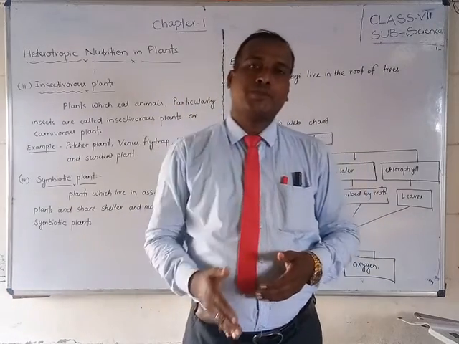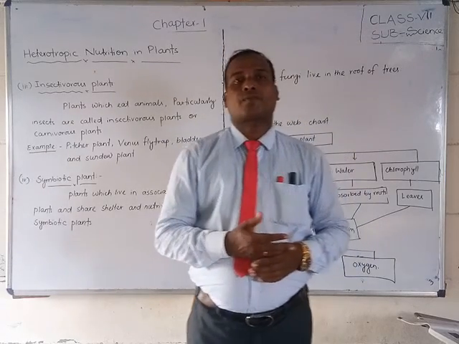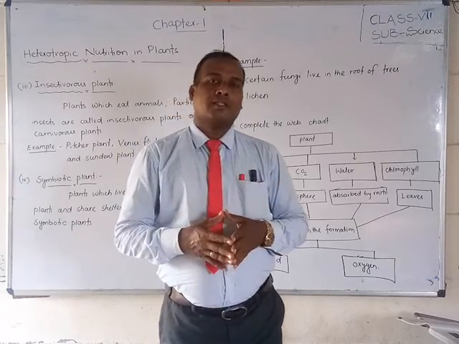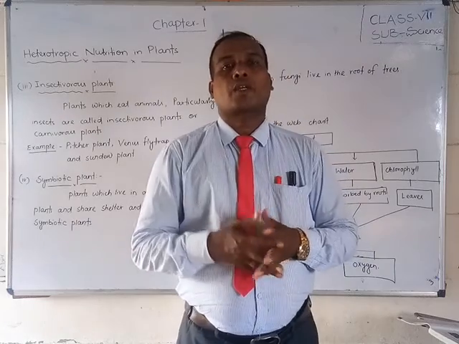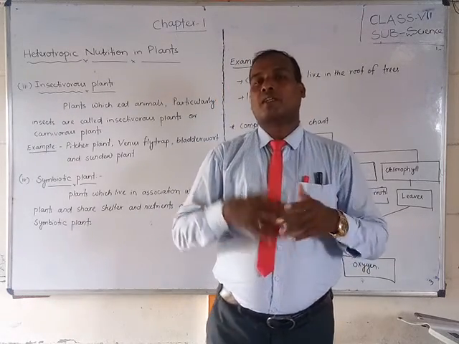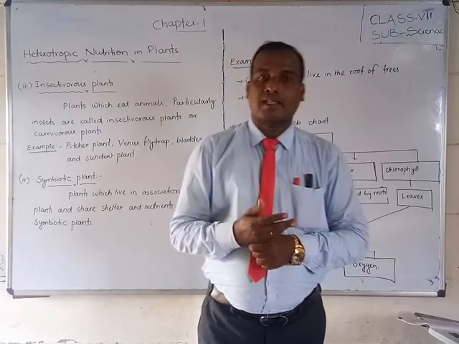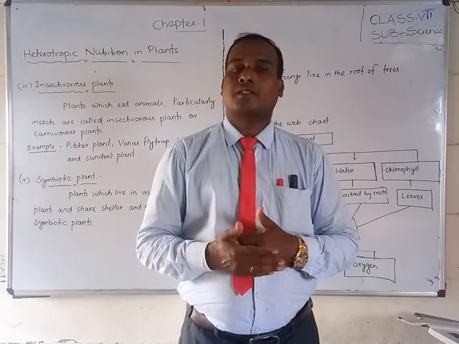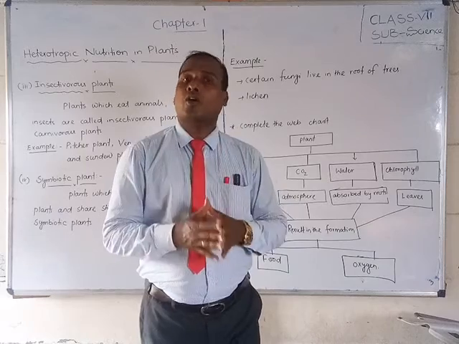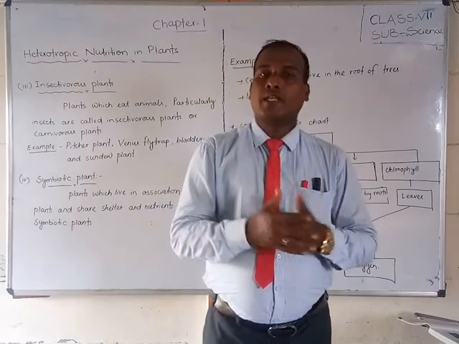Students, today we are going to continue our first chapter, that is nutrition in plants. In the previous video we have already studied the different heterotrophic plants. I have explained that some non-green plants are divided into four types. One is parasitic plants, second is saprophytic plants, third is insectivorous or carnivorous plants, and fourth is symbiotic plants.